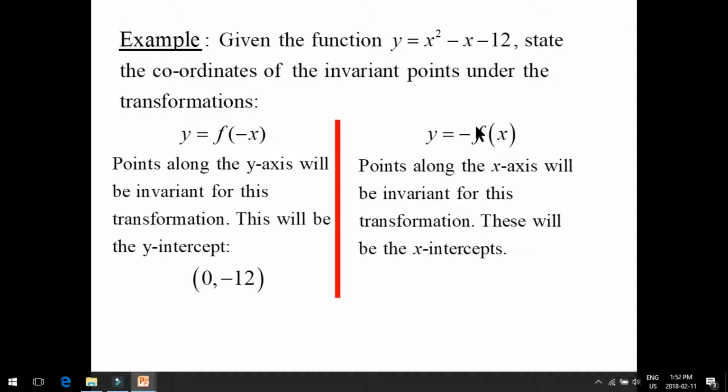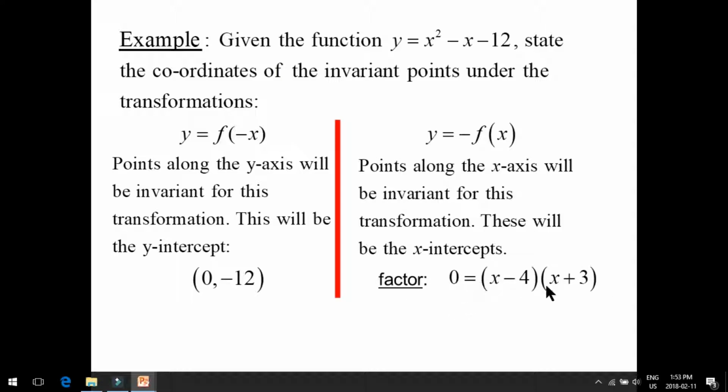Because y got replaced with negative y, it's a reflection across the x-axis. We want the x-intercepts. They'll be invariant. X-intercepts. Well, go back to grade 10 and remember, how do you find the x-intercepts of a parabola? That's right. You set it equal to 0 and factor. Good job.